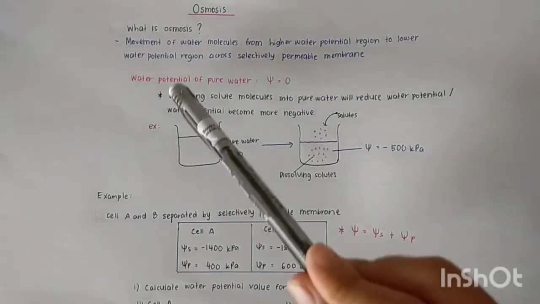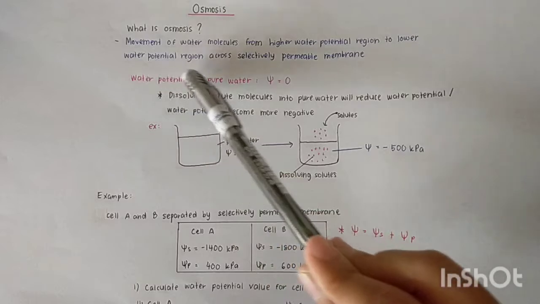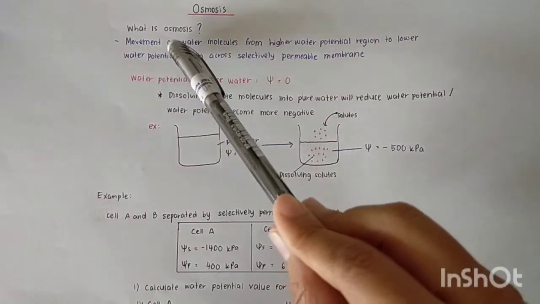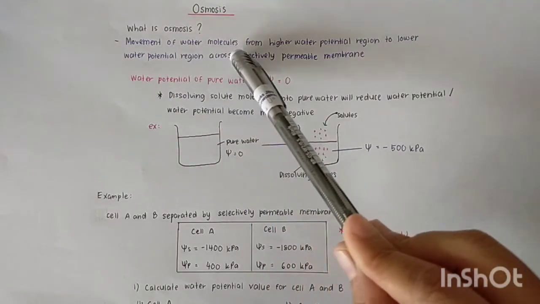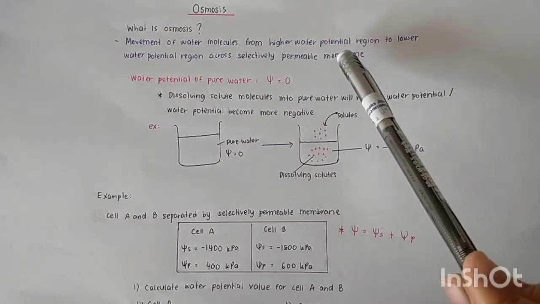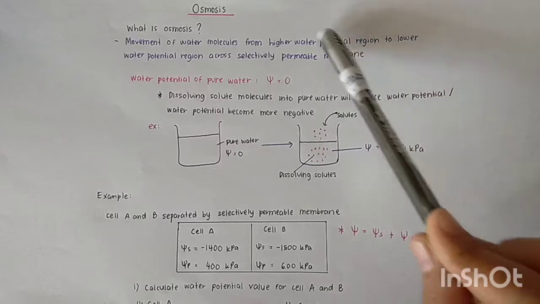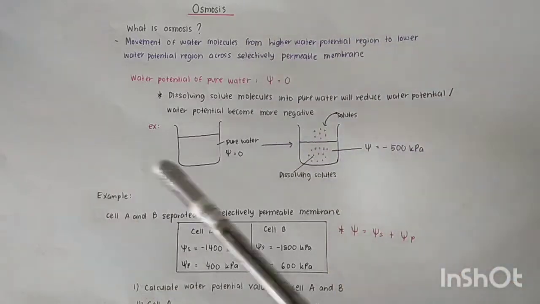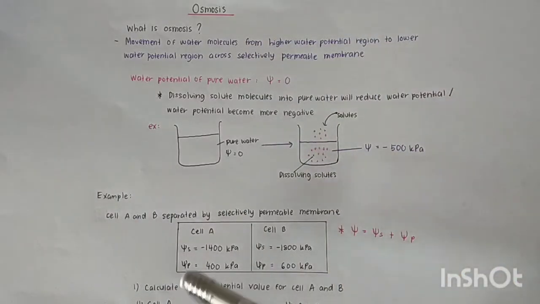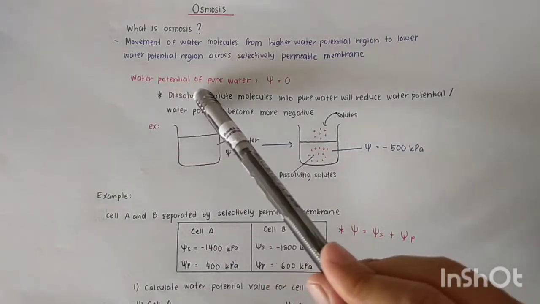Okay, so now we continue here. Remember, what is osmosis? Osmosis is the movement of water molecules from a higher water potential region to a lower water potential region across a selectively permeable membrane. So macam mana kita nak fahamkan konsep of the water potential? So awak tengok dekat sini dulu.